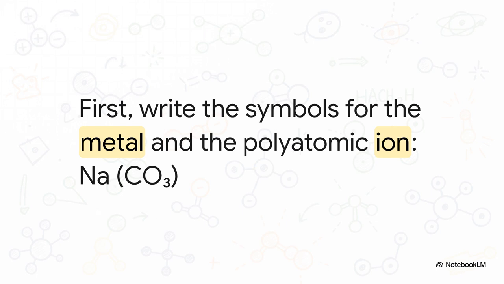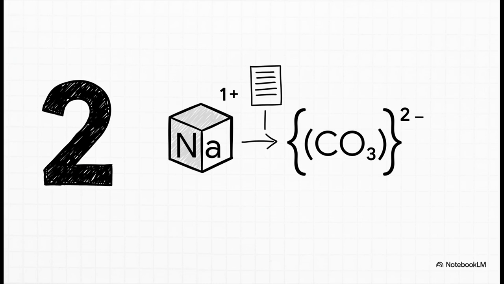Step 1 is super easy. Just write their symbols. So we've got Na for sodium and CO3 for our carbonate team. And seriously, trust me on this. Always put the team in brackets right away. It'll save you a lot of headaches later. Step 2, let's add their charges, which you can just look up on a chart. These charges tell us their electrical vibe. So sodium has a 1+ charge, and the entire carbonate team, as one unit, has a 2- charge. The whole goal of this game is to make those opposite charges balance out to 0.